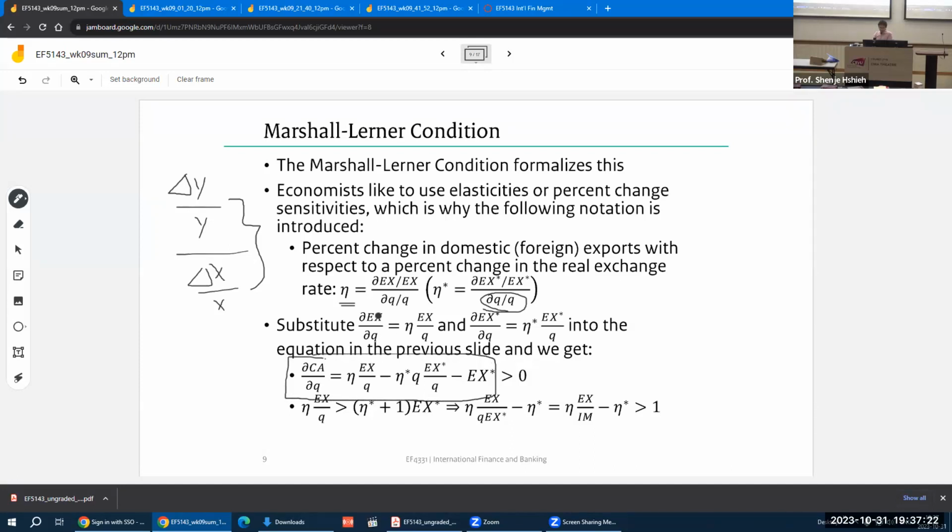We know this equation. It has the sensitivity of EX with respect to Q and the sensitivity of EX star with respect to Q. We can rearrange eta and eta star to look like the following very easily, right? We just multiply and divide both sides by EX, and partial EX and partial Q. So you can rearrange the terms to look like this. Once you've done that, we just substitute every time we see partial EX over partial Q with eta EX over Q. That's it. Okay. And so the final equation we get looks like this.